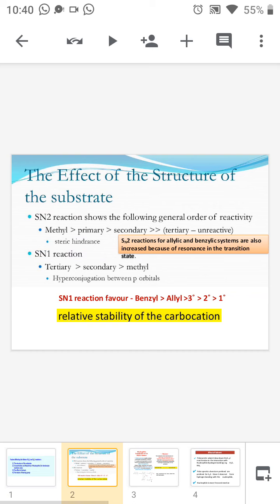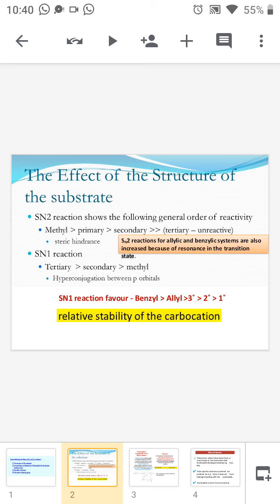Now we are moving into the first factor, that is the structure of the substrate. We know that the SN2 reaction undergoes a transition state, so we have to reduce the maximum steric hindrance. So for the SN2 reaction, the order of the substrate is methyl greater than primary alkyl halide, greater than secondary alkyl halide, and tertiary, and so on.